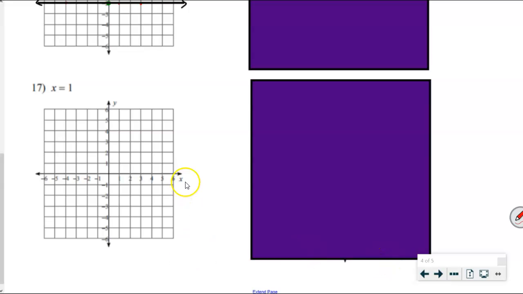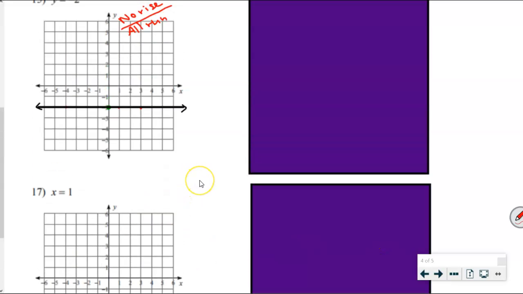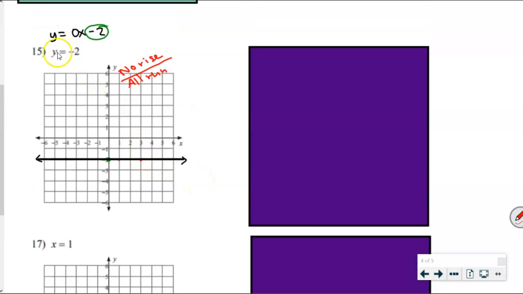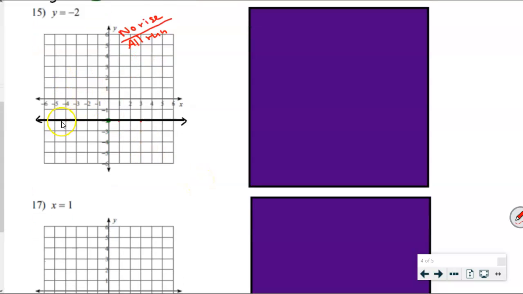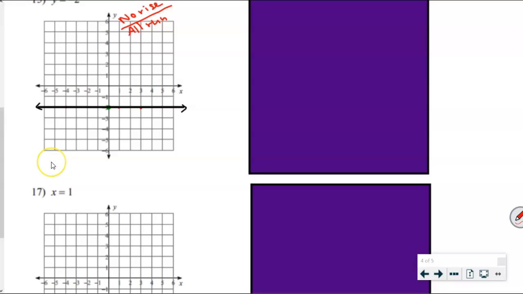What is this? We know that this line looks different. Why is the equation not a y equals? Talk to me about why now it says x equals. What does that mean for this problem? Gabe. Yeah, it means it's going through the x-axis.